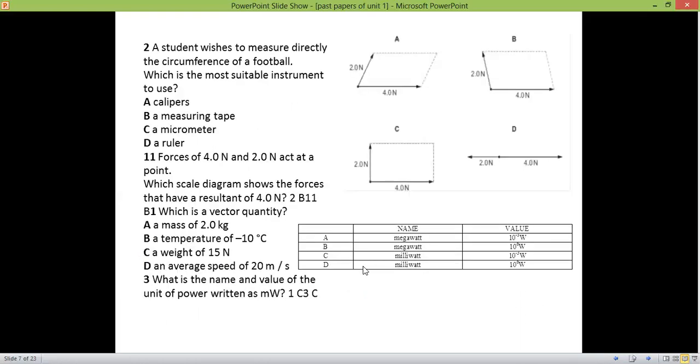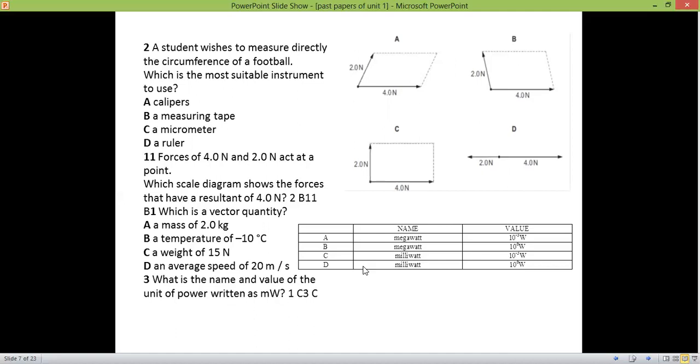Next question. A student wishes to measure directly the circumference of the football. Which is the most suitable instrument to use? Keep this in mind. Measuring tape is made up of flexible material. It can be bent. So measuring tape is used to measure circumference of a football.